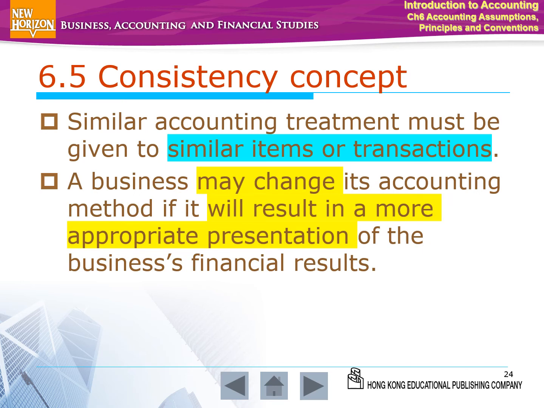The business may change its accounting method if it will result in a more appropriate presentation of the business's financial results. That means if you have adopted an accounting method which is not appropriate, because it cannot reveal a true and fair view of the business, we should change this accounting method, if you can show a more appropriate presentation of the results.